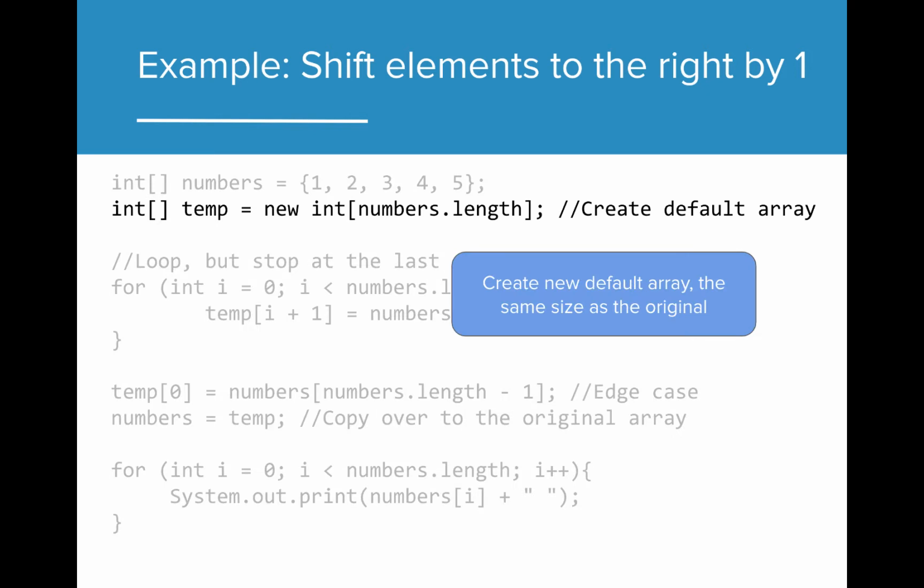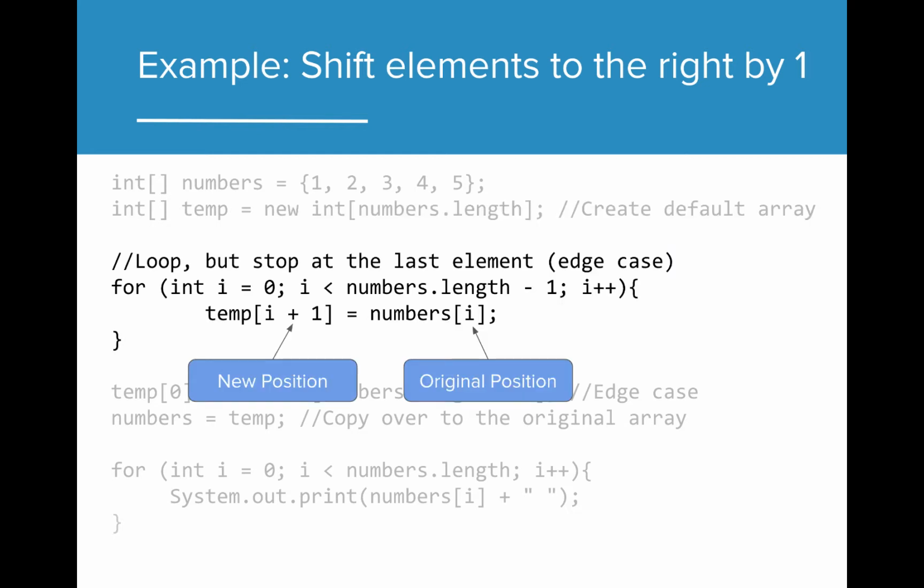Our first step is to create a new array that is the same size as our original array. Notice we just used default values to create this array. Next, we loop through our array and we assign values in the new position in the temporary array. Be very careful with the edge cases. Notice how we stop our loop at the second to last element of the original array and assign it to the last element of the temporary array. Since our loop goes to I plus 1 in the temporary array, our last value of I needs to be the second to last index value so that when we add 1, we don't go beyond our index.